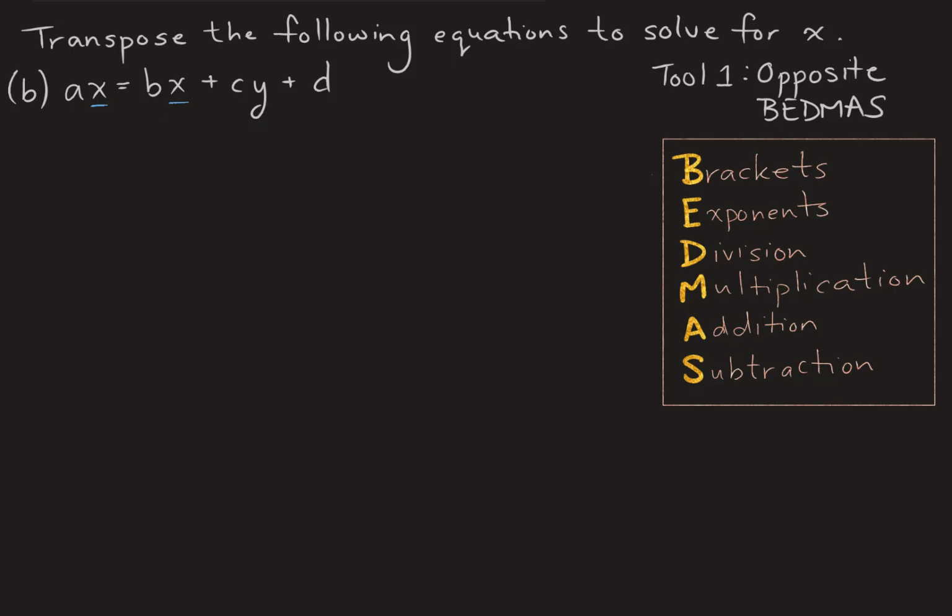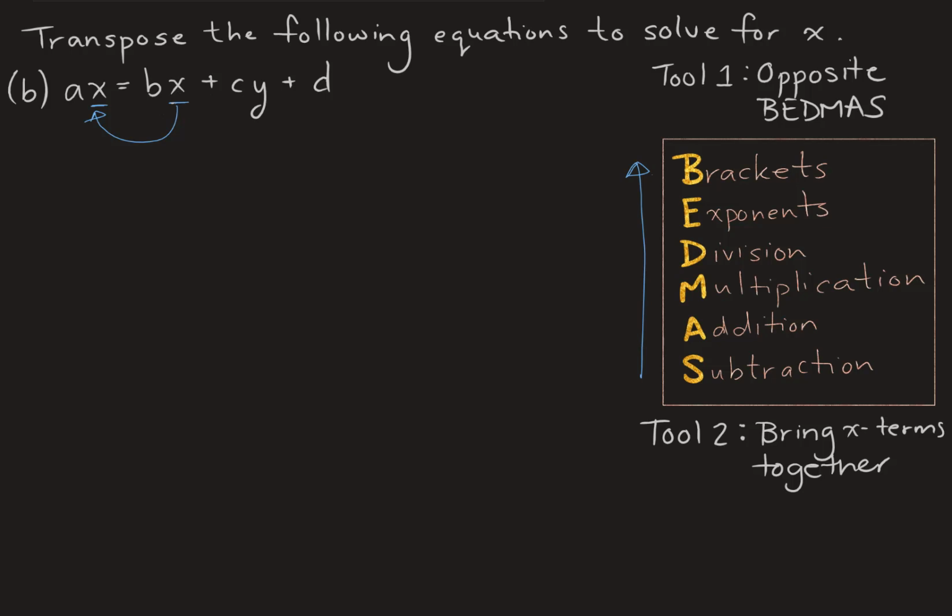So here's another tool that we can use, and that is to combine all of our x terms, to bring all of our x terms together. So to bring these x terms together, I need to get this x term over to the other side of the equation. And I'm going to do that once again by respecting the BEDMAS process, but working opposite through it to move things from one side of the equation to the other.